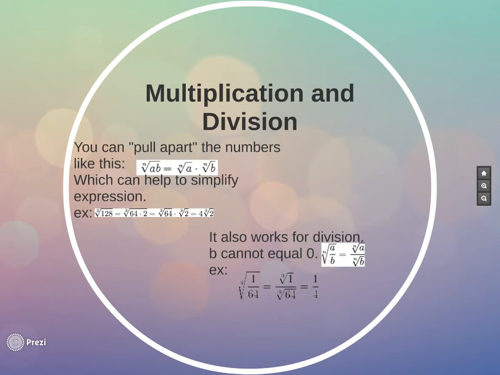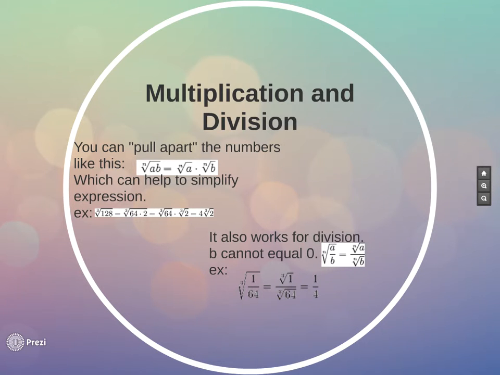Okay. For multiplication and division, you can pull apart the numbers. So for this one, you just split the a and b and make it into their own thing. And this can help you simplify the expression. So that is one example. That's a long example, but it also works for division too.